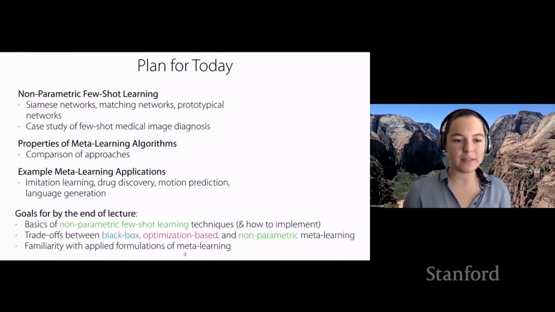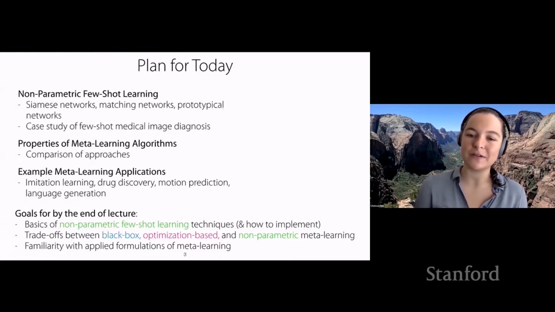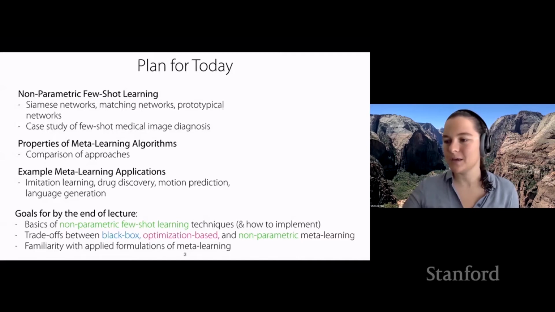By the end of the lecture, hopefully you'll be able to understand non-parametric few-shot learning techniques as well as how to implement them, which will be helpful for your second homework. We'll go over the trade-offs between different kinds of methods. And I also hope to give you some familiarity with different applied formulations of meta-learning. Okay, so that's the plan for today.